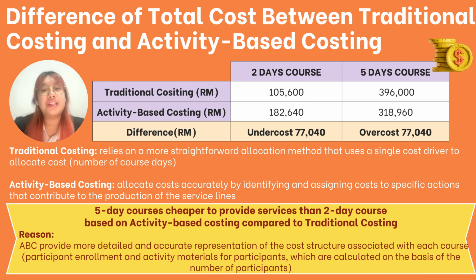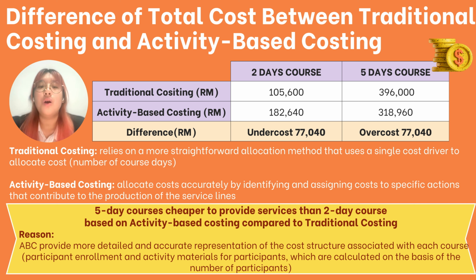Now, we will take a look at the difference of the total cost after calculating the cost using the traditional costing method and the activity-based costing method. Before we take a look at the table, let's look at the difference of each method employs to allocate costs. Now, traditional costing relies on a more direct cost allocation method that only uses a cost driver. For Gamilian Company, the single cost driver would be the number of cost days. On the other hand, for ABC method, it identifies and assigns costs to specific actions that contribute to the production of the training courses. In a way, it can allocate costs more accurately.